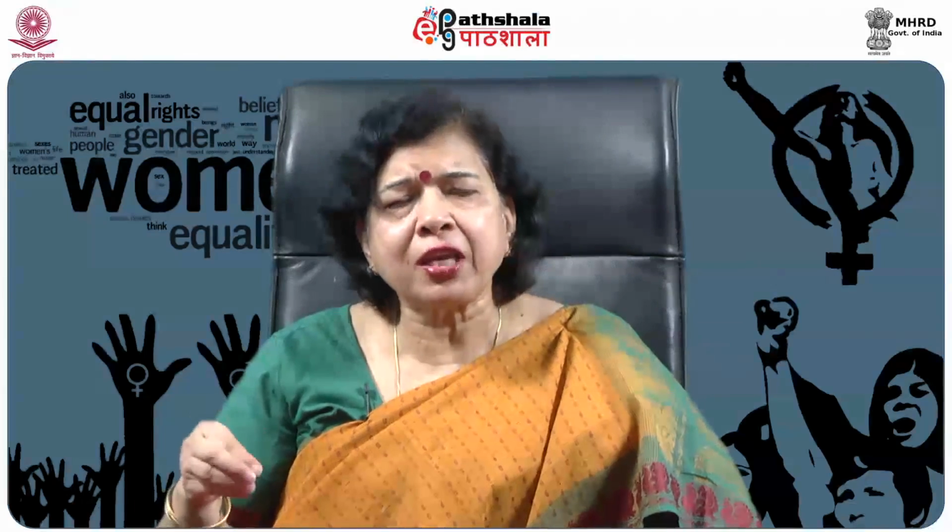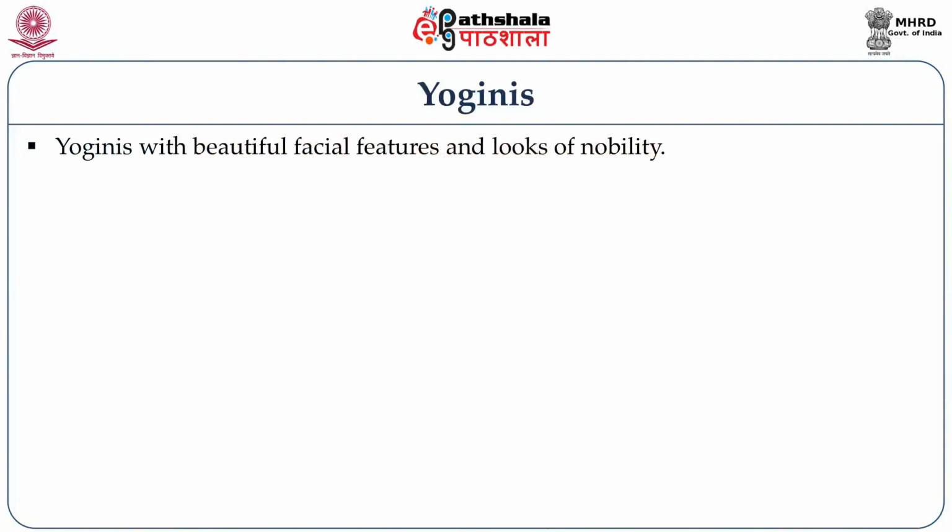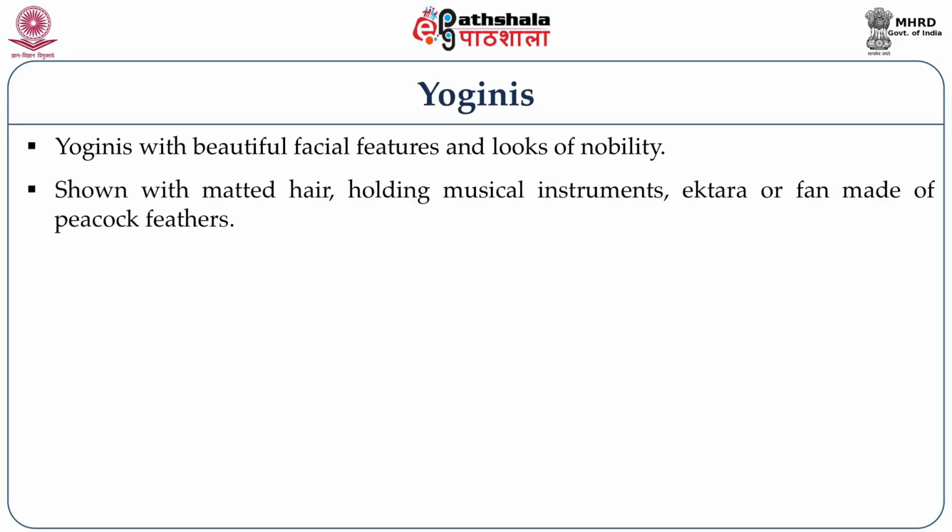Another interesting theme which is taken up by the miniatures is the yoginis. The yoginis have beautiful features. They almost look like nobility. Many a time the yoginis are shown with matted hair. They are holding a musical instrument, ektara, or a fan which is made of peacock feathers.